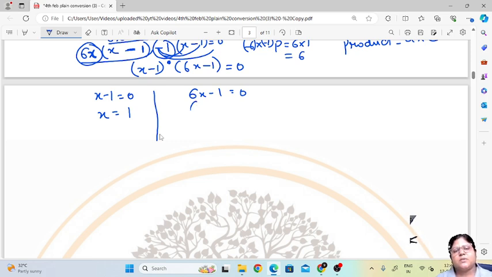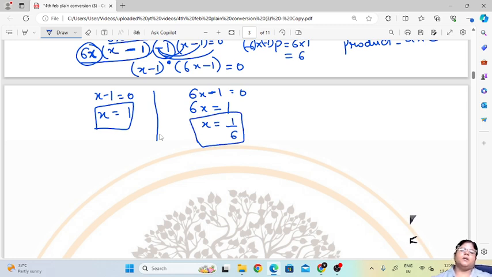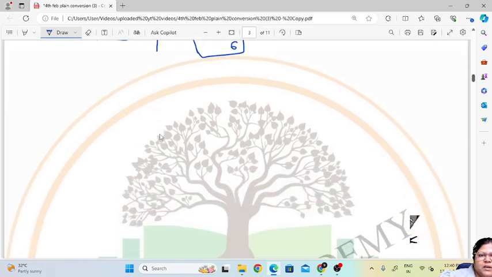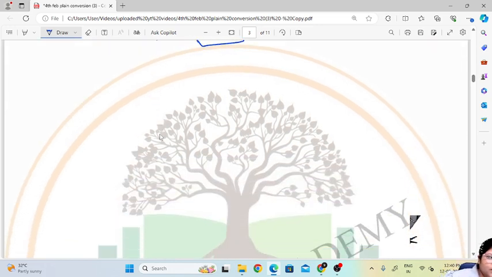Now 6x minus 1 equals to 0, so 6x equals to 1, negative 1 will become positive 1. So x equals to 1 divided by 6. So this way you have got the two different roots of the equation, that is 1 and 1 by 6. Okay, next question number 30.